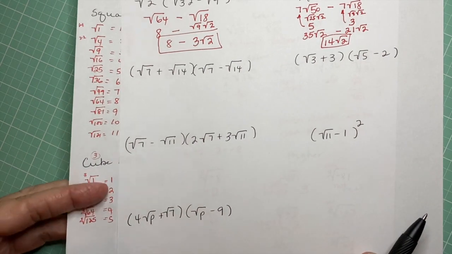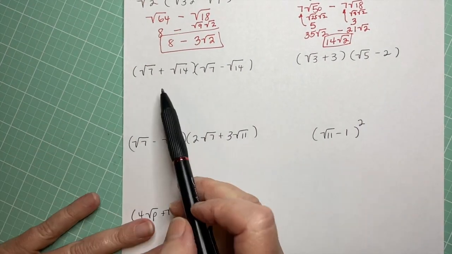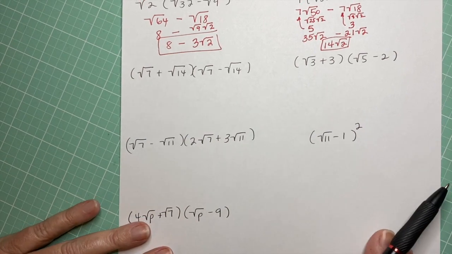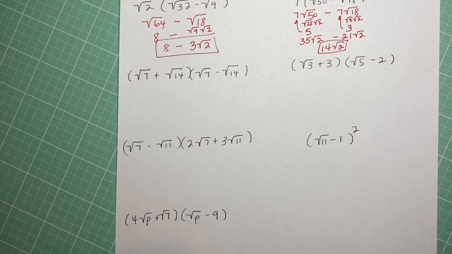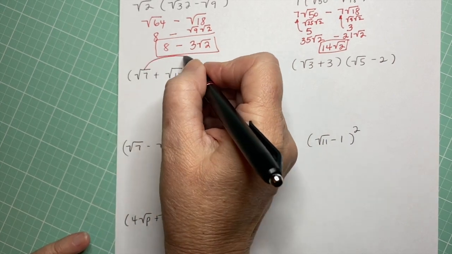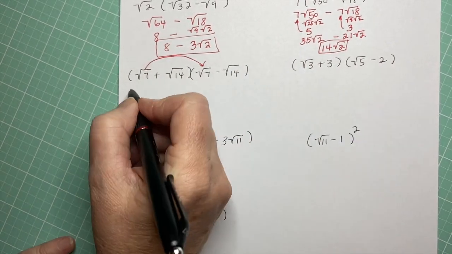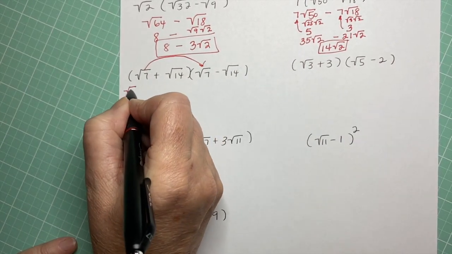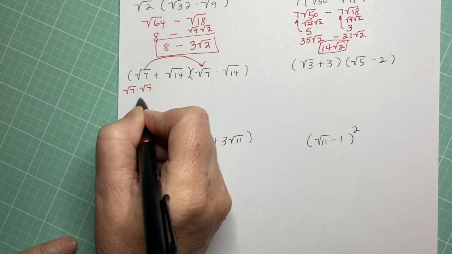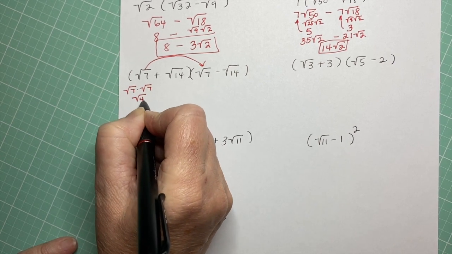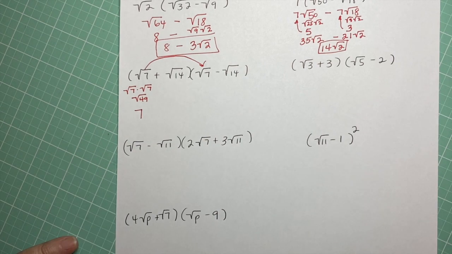Now we have two terms. 2 terms times 2 terms. So this is where we FOIL, or you multiply all the combinations. So we're going to do the first times the first. And you don't have to show this step, but what we're doing is we're saying the square root of 7 times the square root of 7 is the square root of 49, which is a regular 7.